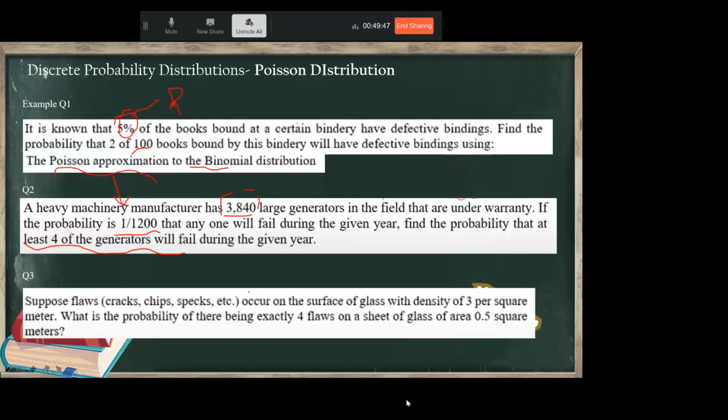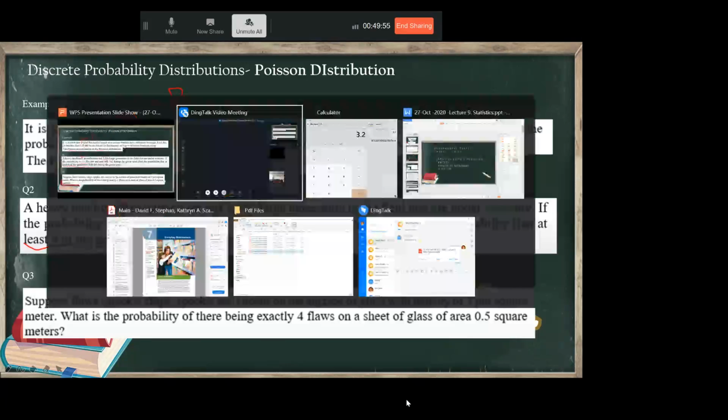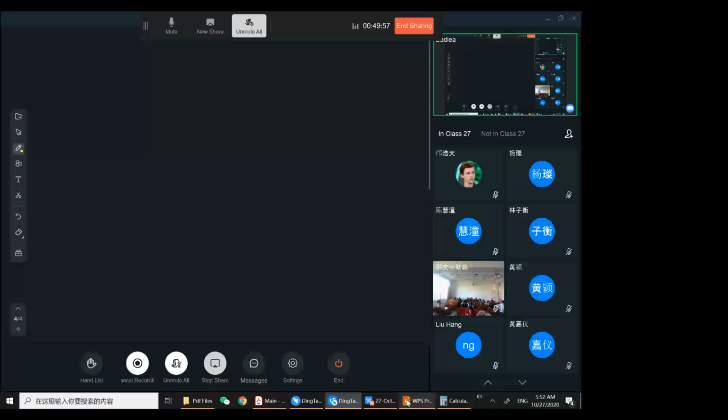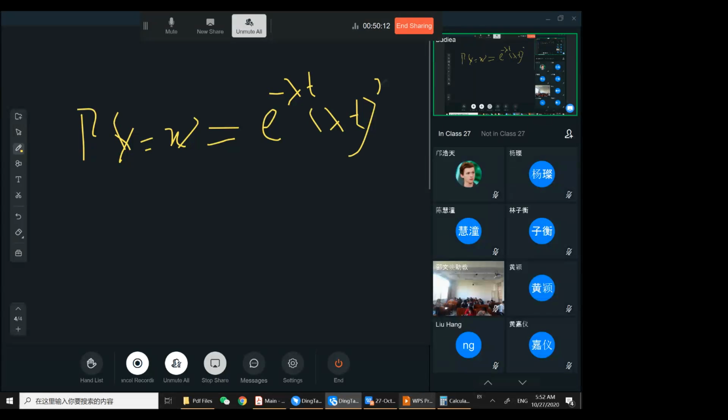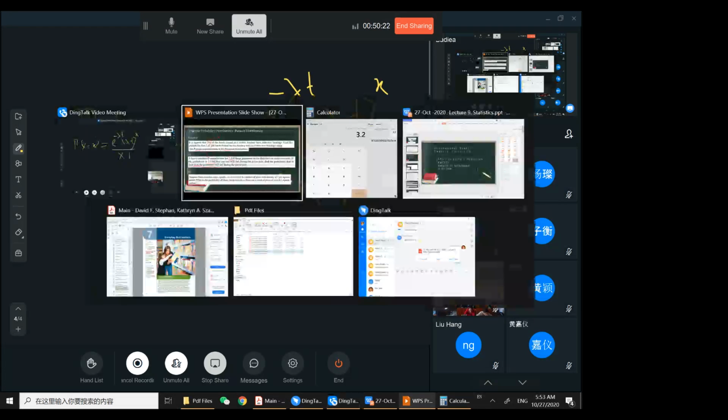Now this is really important because here time is involved. So far there was no time, and we know that when time is involved, the probability of x equal to small x is e minus lambda t, and then lambda t power x upon x factorial. That's when time is involved.